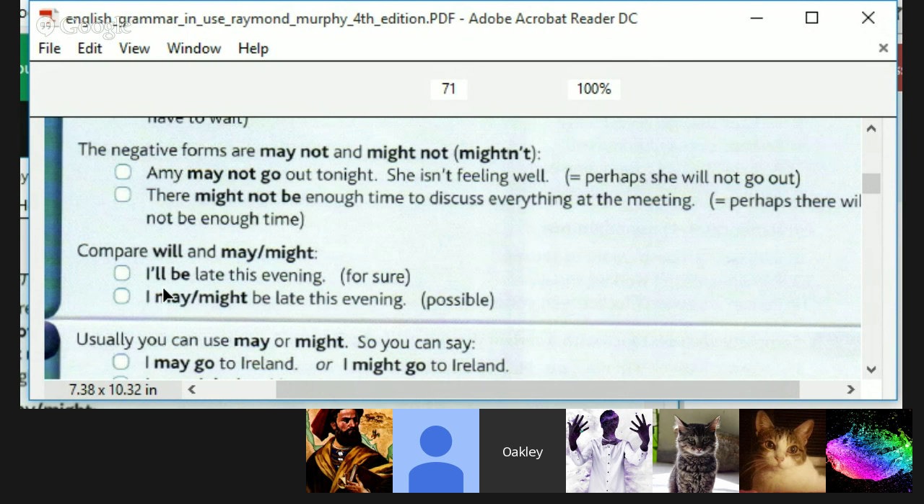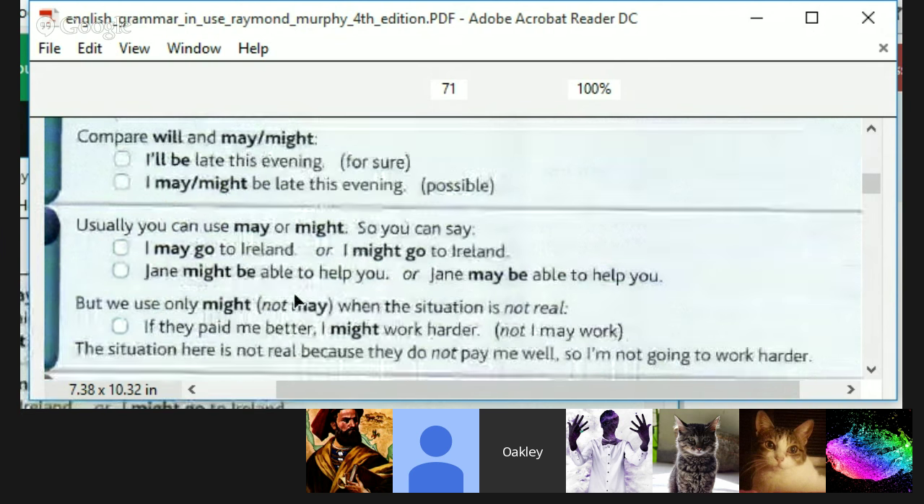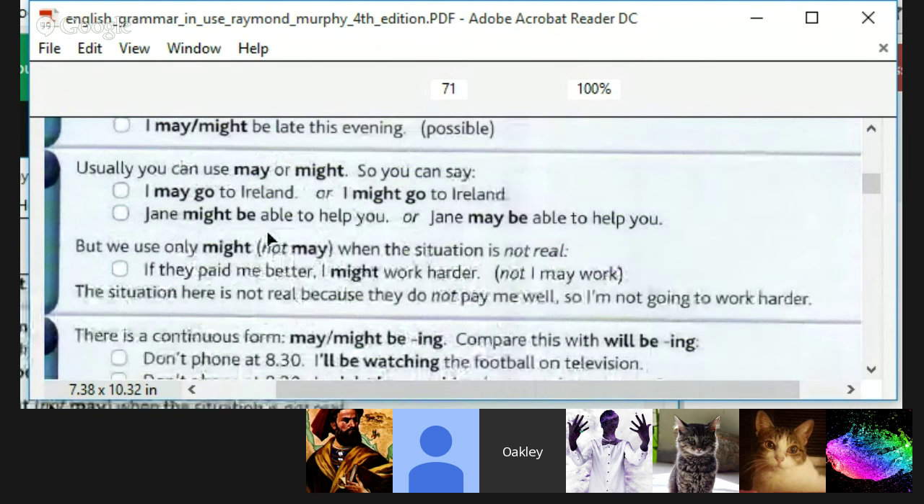I can always change the simple future. I'll be late this evening. Probably I'll be late this evening. Perhaps I'll be late this evening. I can really do the same thing as I'm doing with the modals, actually. Not really any different. All right. I may go to Ireland. You can usually use either one is the idea here. They're interchangeable, at least for this purpose. When the situation is real, they're interchangeable.